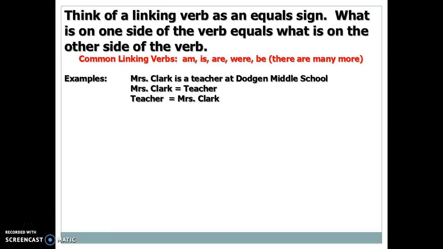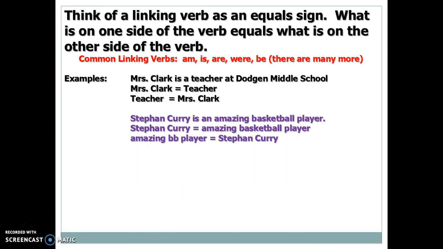So if you look, this is how the whole equal sign works. Mrs. Clark is a teacher at Dodge Middle School. Mrs. Clark equals teacher. Teacher equals Mrs. Clark. They're the same thing. Both sides of the sentence are equally important. They can be interchanged. Same with Stephen Curry is an amazing basketball player. Stephen Curry equals amazing basketball player. Amazing basketball player equals Stephen Curry.